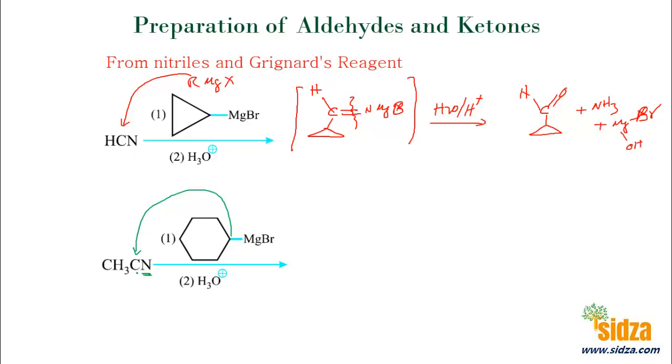So if you repeat the same thing here, what you will expect is CH3C double bond oxygen and one cyclohexane ring, because that is the alkyl group in the Grignard reagent. And what else do you get? You get the ammonia here, and you get magnesium with the bromine, and you get a hydroxide there. This is how you get aldehydes and ketones from the reaction of nitriles with the Grignard reagent.